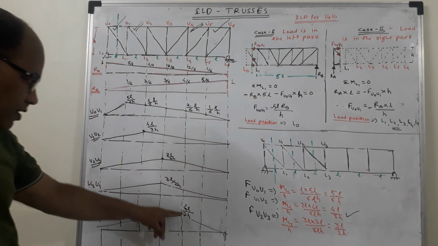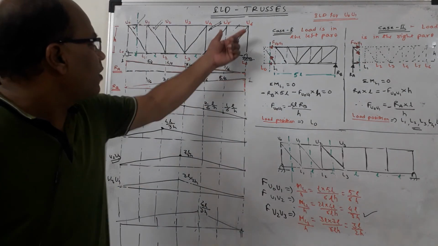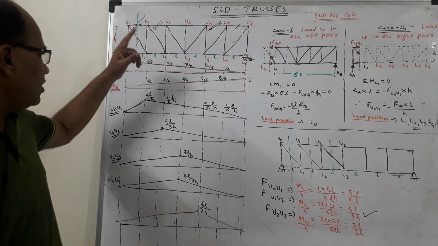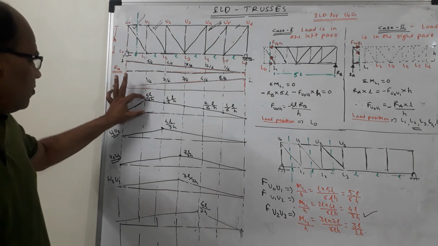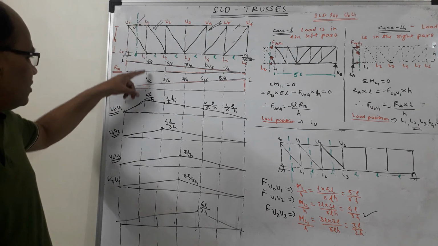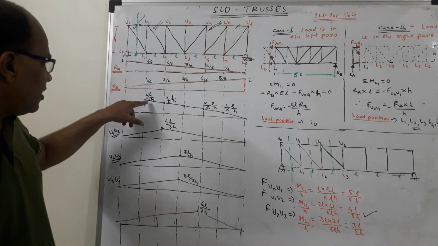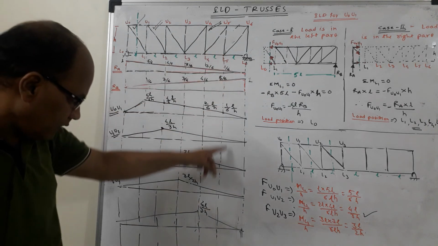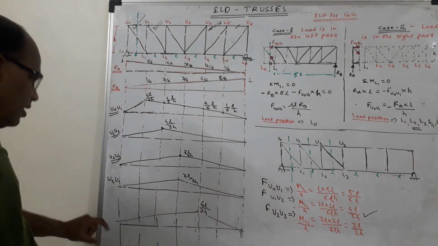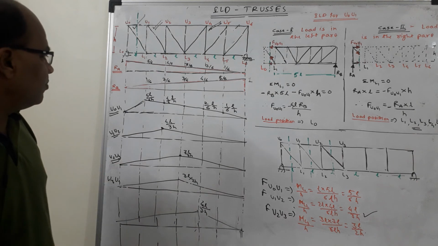So this ordinate will get repeated, but it will be on the other side. The ILD for U5, U6 will be similar to the ILD for U0, U1, with the only difference that for U0, U1 the maximum ordinate is 5L by 6H, and it is below L1, whereas for U5, U6 the maximum ordinate will be the same 5L by 6H, but it will be on the other side, that is on this side. So the maximum ordinate will be over here and it will be a triangle of this type. So this is how the ILD for all the members can be drawn.